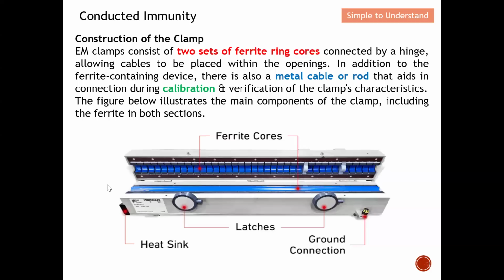So imagine this: because we need to do calibration, this rod is placed in between this ferrite core, and basically the energy couples from the ferrite core all the way to the conductor. From there we will be able to determine how much volt per meter is actually coupled over. So this is what is said over here. During calibration, the figure below illustrates the main components of the clamp, including the ferrite in both sections, which I have just explained. Another key thing is there will be a heat sink over here and some ground connection. We will come to this later on.